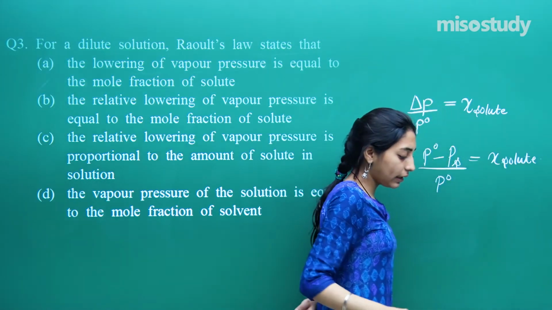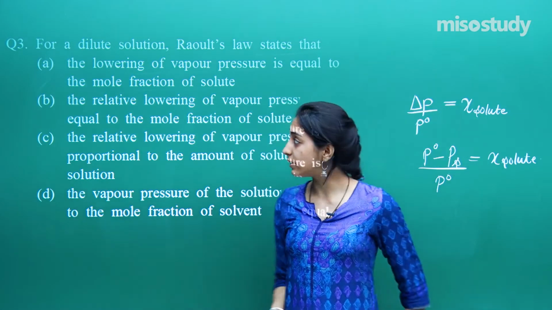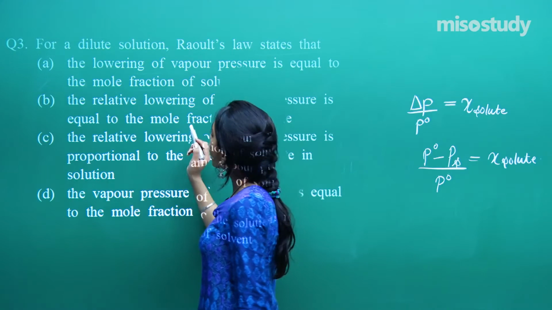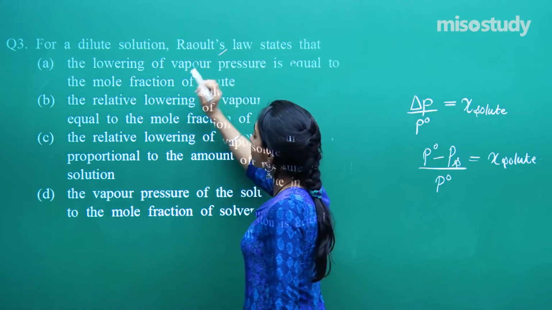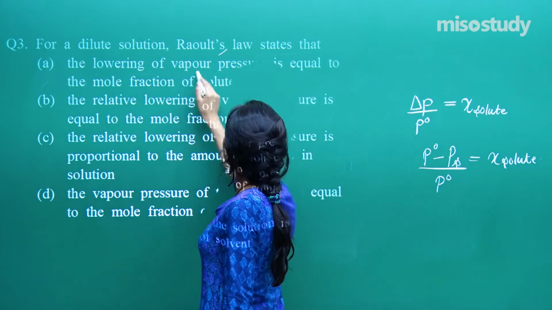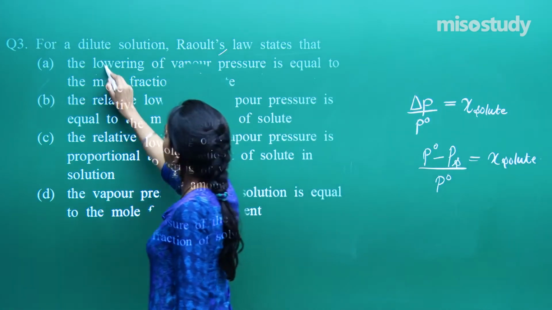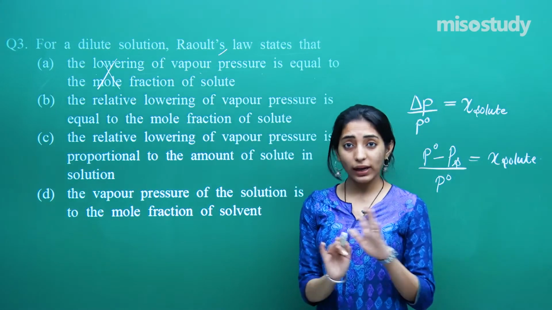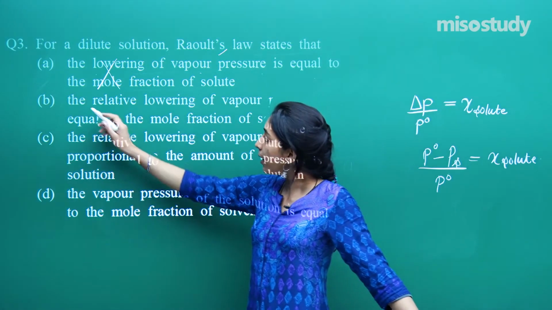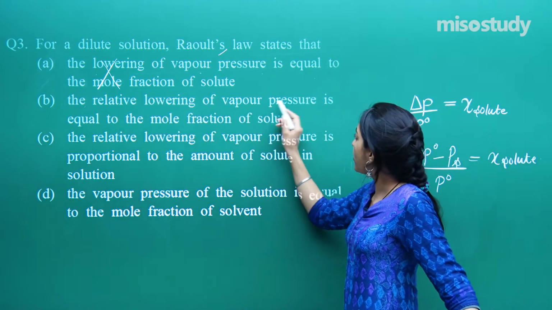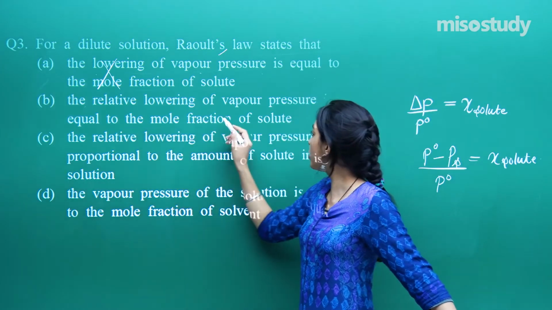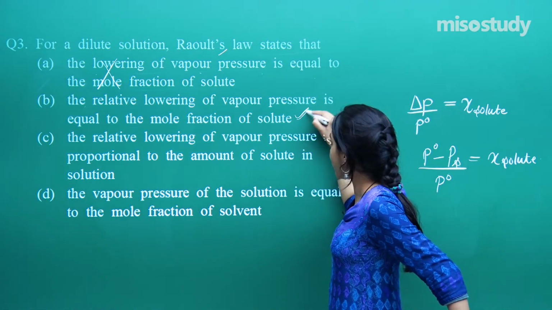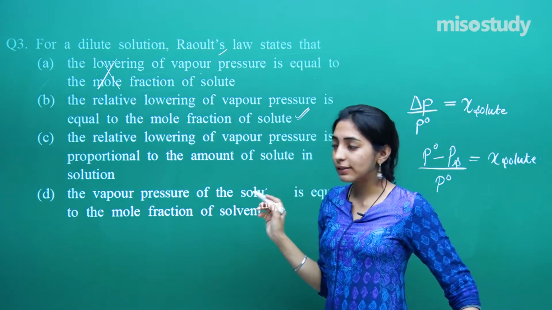Let me start reading each and every option and then we'll see. He is saying for a dilute solution, the Raoult's law states that the lowering of vapor pressure, no. Raoult's law is basically concerned about the relative lowering. So A is not the correct option. The relative lowering of vapor pressure is equal to the mole fraction of solute. That is correct.